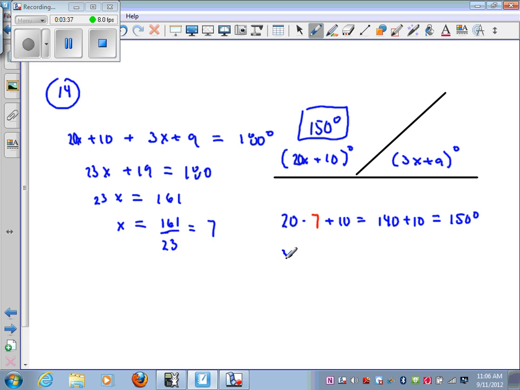Now this angle is 3 times, and I'm substituting in 7, plus 9, is 21, plus 9 is 30. So this angle is 30 degrees. Now we can verify that. You see if the sum is a straight angle, so it's 180, and 150 plus 30 is 180. So we've done it correctly after I corrected my stuff.